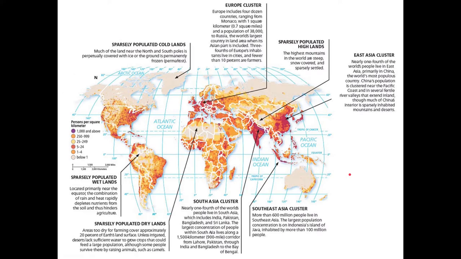Which is what this diagram is saying. Sparsely populated, dry, sparsely populated. It's too wet. It's too dry. It's perfect. Let's pack everybody in there. It's too cold because it's too high. Perfect. Perfect. Perfect. Nah, it's too dry and it's too cold.